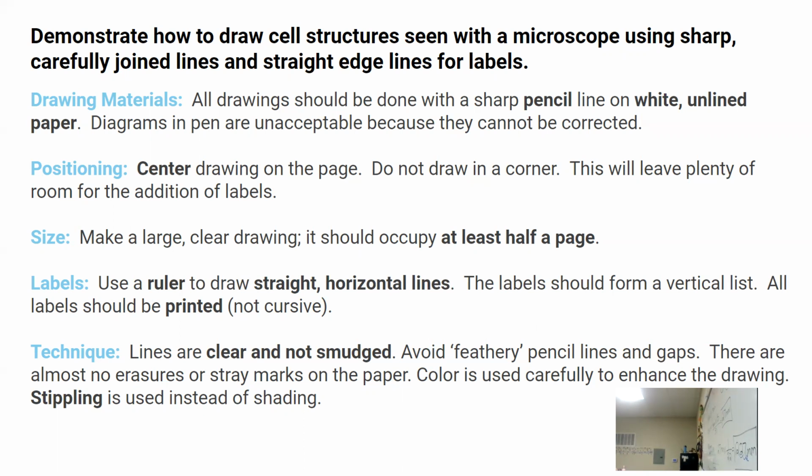There are almost no erasures or stray marks on the paper. Color is used carefully to enhance the drawing. I think on the IB exam, you don't need to use color. Stippling is used instead of shading. I'll show you an example of what that is. If you are in art, you might already know what stippling is, but it's basically dotting versus shading. I'll show you an example. All right. Are we good on this?